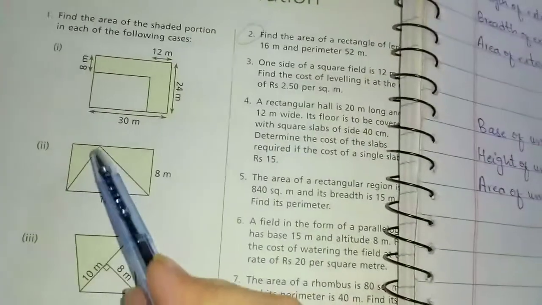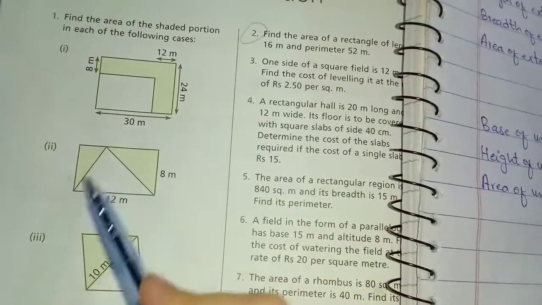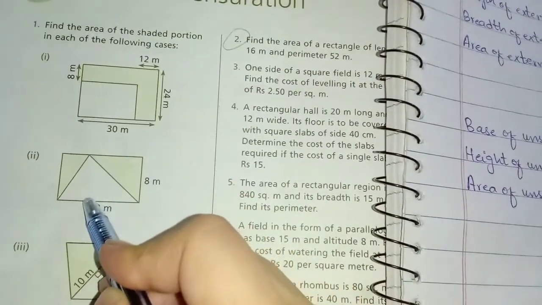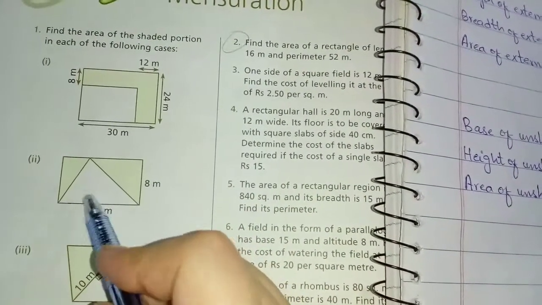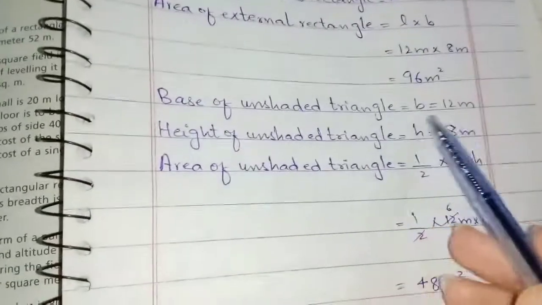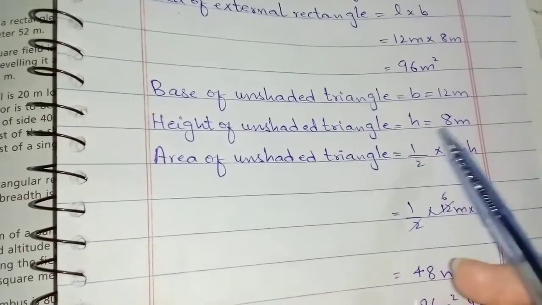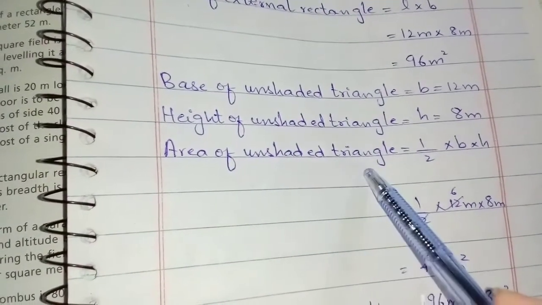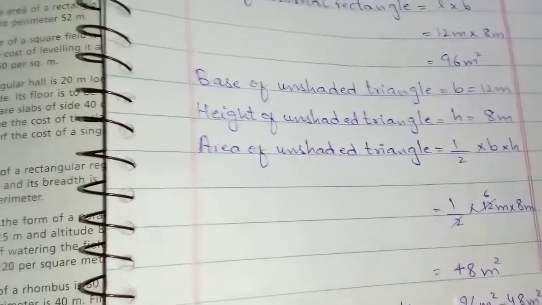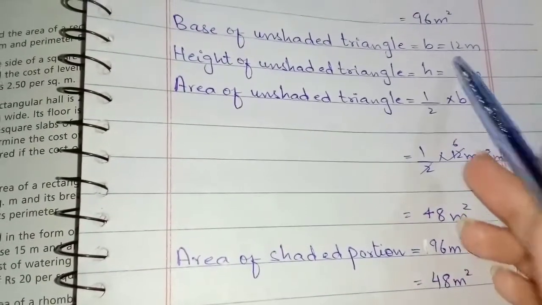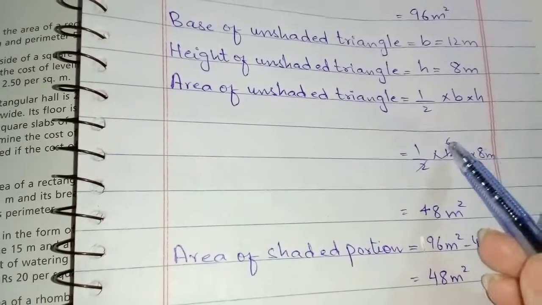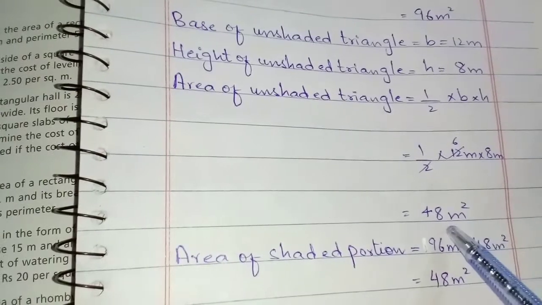Now we have to find the area of this triangle with base 12 meter and height 8 meter. So the height of the triangle is 8 meter. Base of the unshaded triangle B is equal to 12 meter. Height of the unshaded triangle H is equal to 8 meter. So the area of the unshaded triangle is equal to 1/2 multiplied by base into height. Base is 12 meter and height is 8 meter. So 2 1s are 2, 2 6s are 12, 6 into 8, 48 meter square is the area of the unshaded triangle.